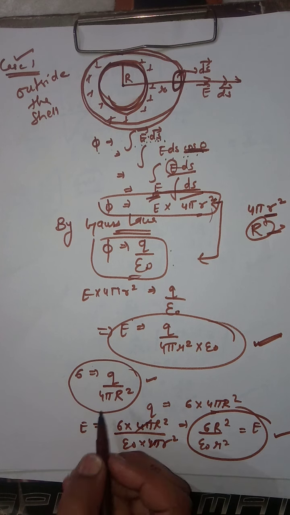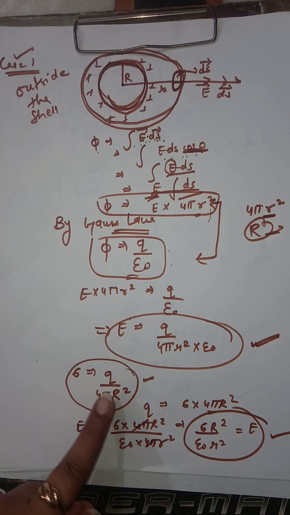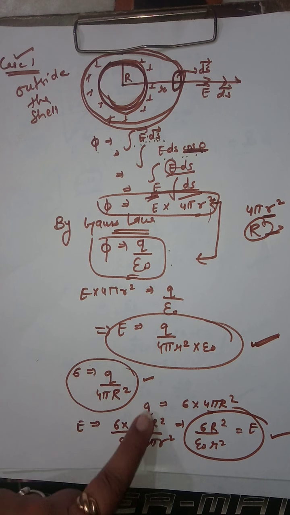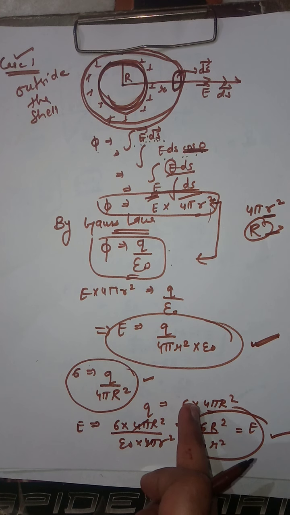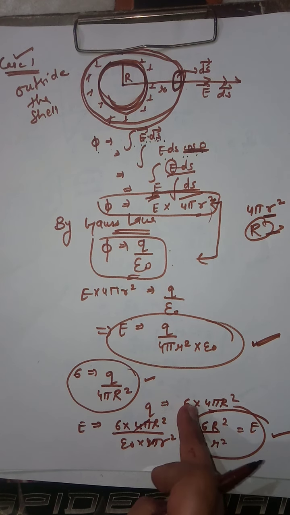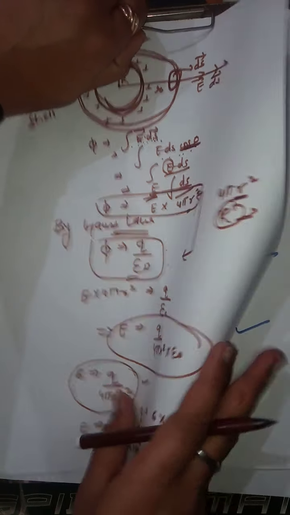Now, sigma is given by this expression. I have told you how at the start of our article. Calculating the value of small Q from this expression, another step is using the value of Q from this equation in this equation. We will get the value of electric field E. We have achieved the value of electric field E.